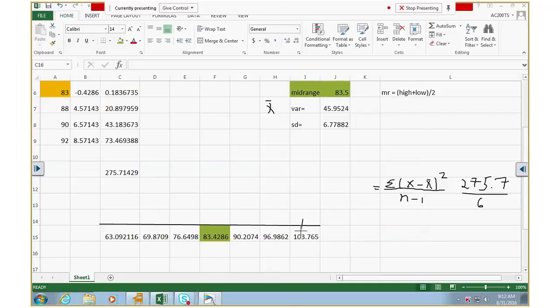Bear with me a minute. I don't have a vertical line. I have to make them as straight as possible.